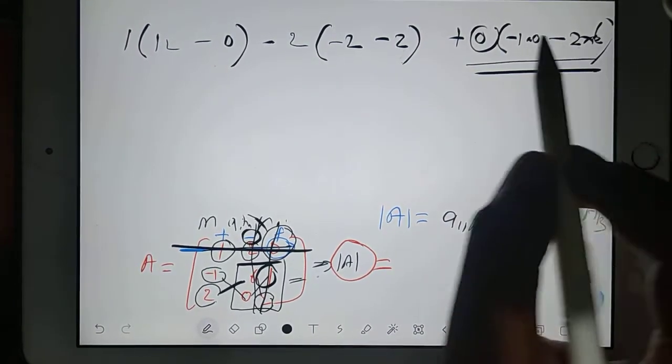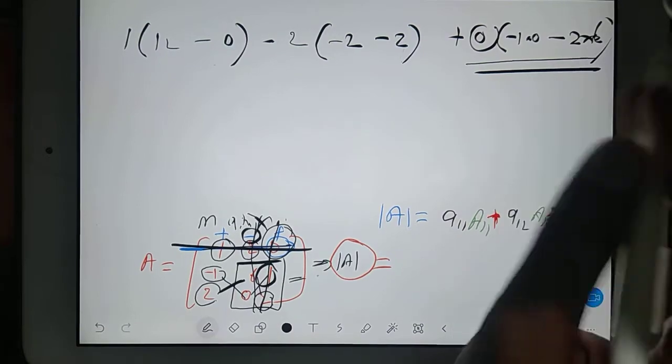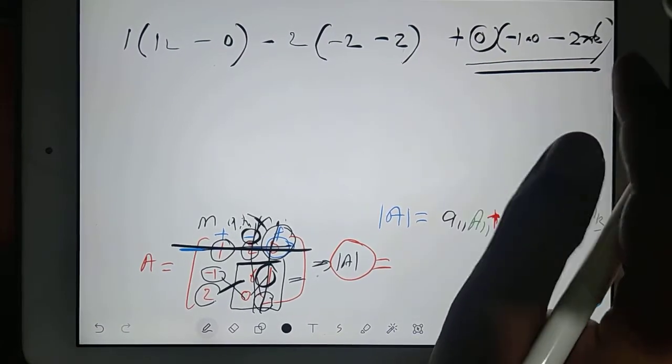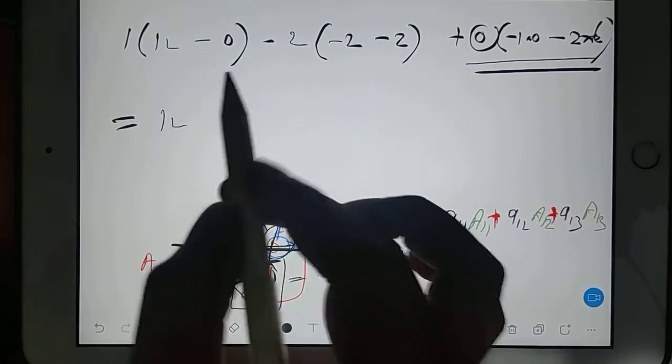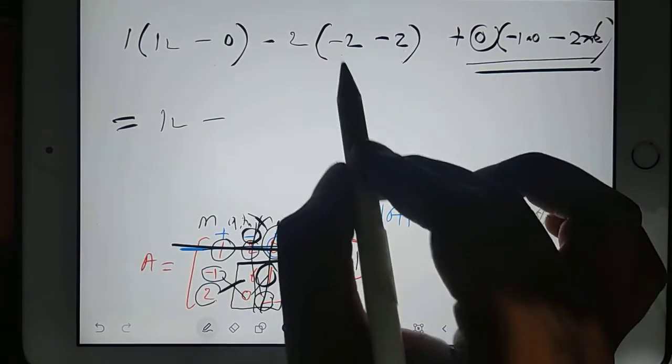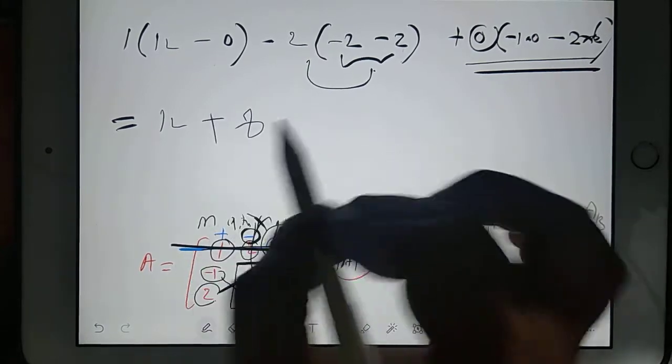That's why I have told you, whenever you have to find the determinant, you choose that row in which you have the maximum number of zeros, so that those terms will be 0 automatically. So if you calculate this, it will be 12 and minus, 4 2s are 8, so plus 8, it will be 20.